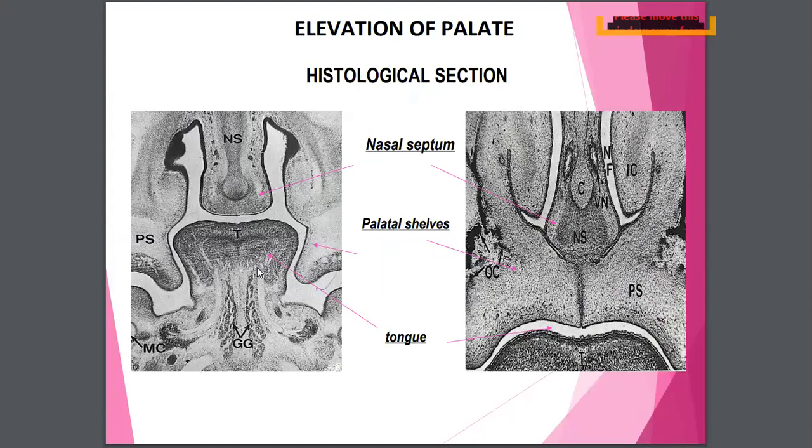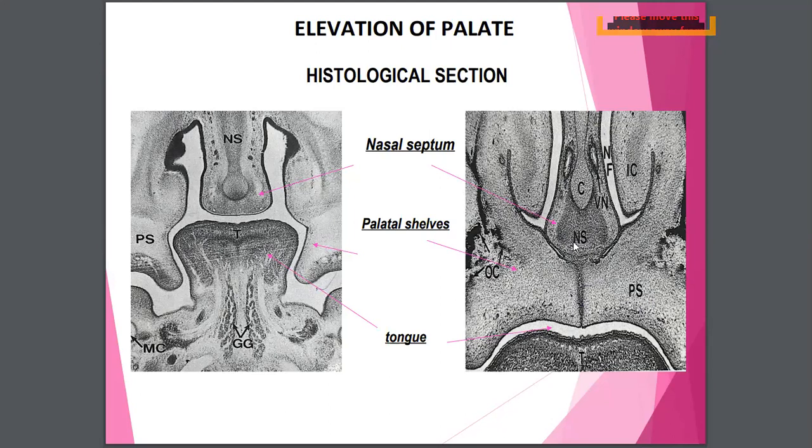So these are different electron microscopic pictures. This is the nasal septum. These are the palatine shelves. This is the future tongue. The palatine shelves will be growing towards each other. They are fusing in the midline. They are going and meeting the nasal septum.